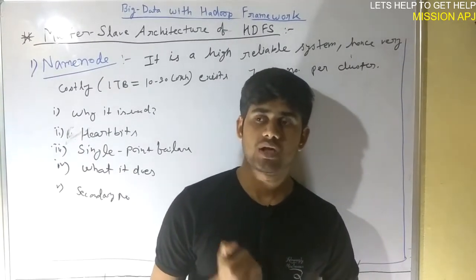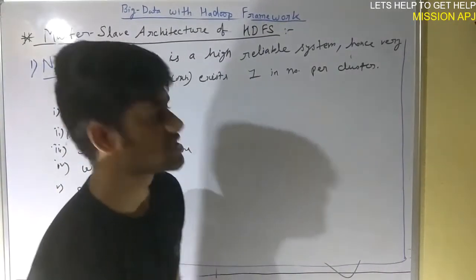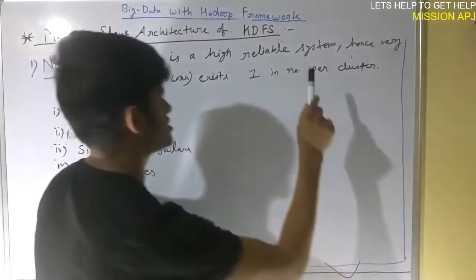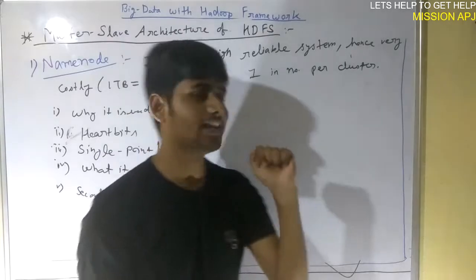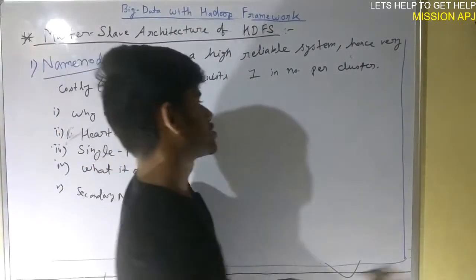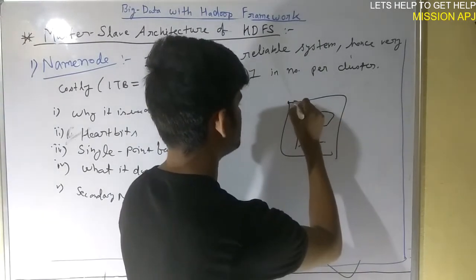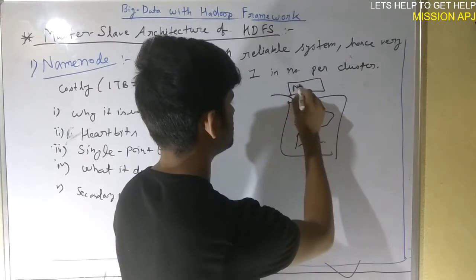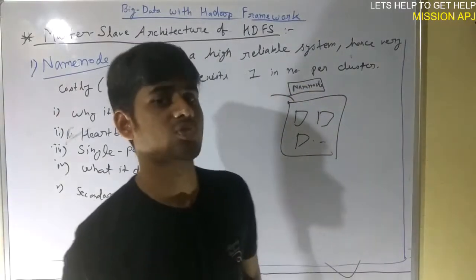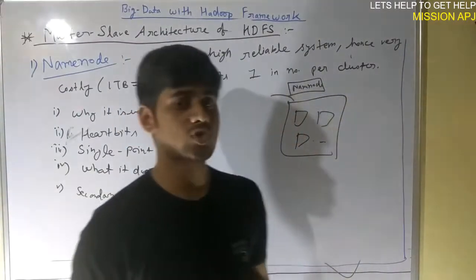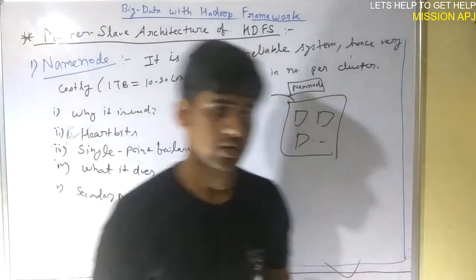Now first one is your name node. Let us understand it first. So name node is nothing but a system, of course a system. Now it is a highly reliable system, hence really costly. That is, about 1 TB costing about 10-20 lakh, and exists in one number per cluster. For a single cluster there are lots of data nodes available. Now this cluster will be having only one name node, which is a very highly reliable system. Highly reliable why? Because it's very expensive. Very expensive components have been used in this name node system. For a single cluster only one name node will be there.